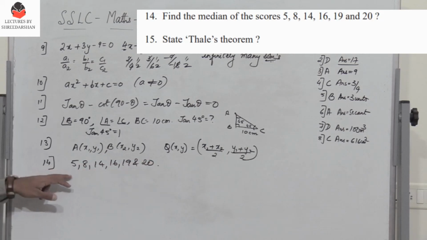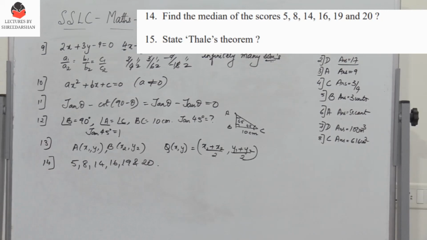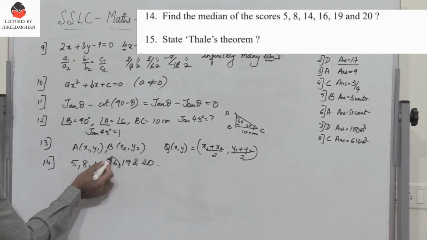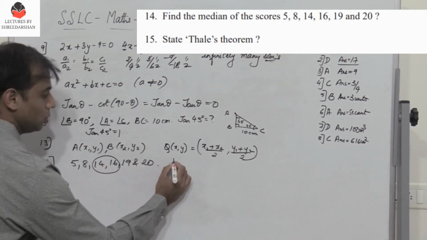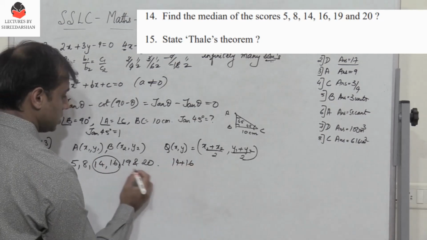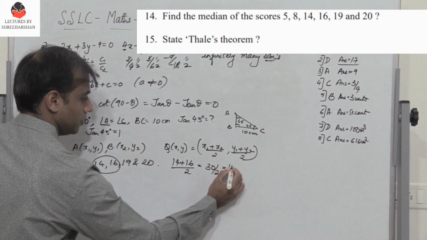Now we find that the data is ungrouped, right? And we have 1, 2, 3, 4, 5, 6, six of them. So it's been asked that you need to find the median. To find the median, we have to consider the middle two because you have an even number of data here. So consider the middle two and take the average: (14 plus 16) by 2, which is nothing but 30 by 2, which is 15.